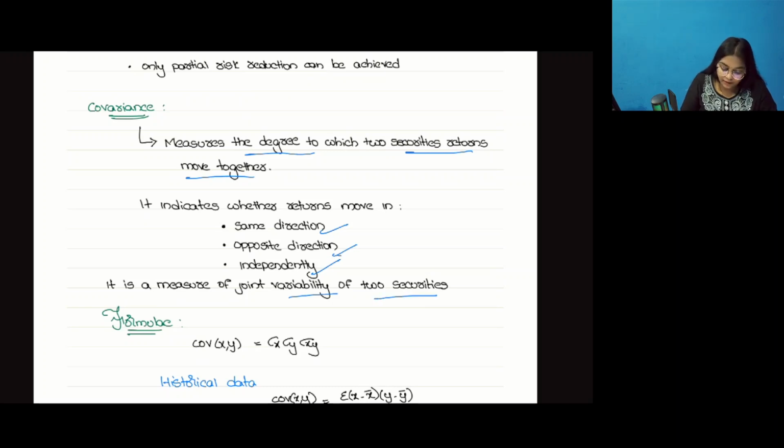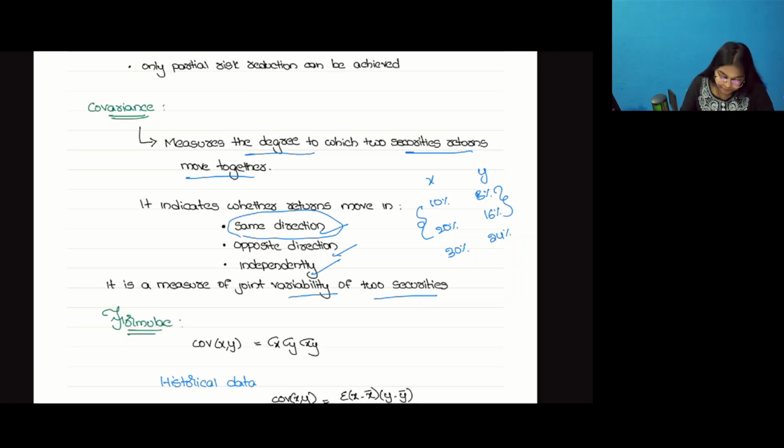For example, if we take X and Y, X: 10%, 20%, 30%; Y: 10%, 16%, 24%. So if X is increasing, Y is also increasing. So both the securities are moving in the same direction.